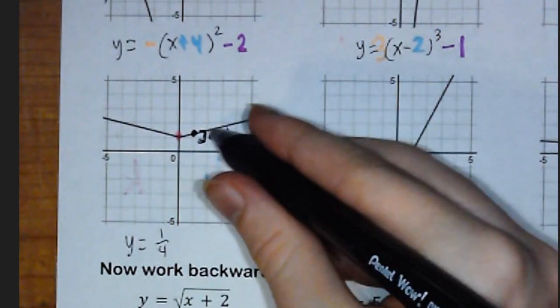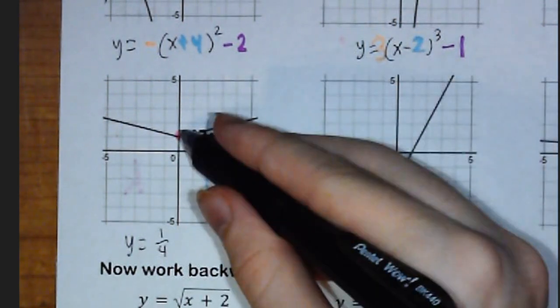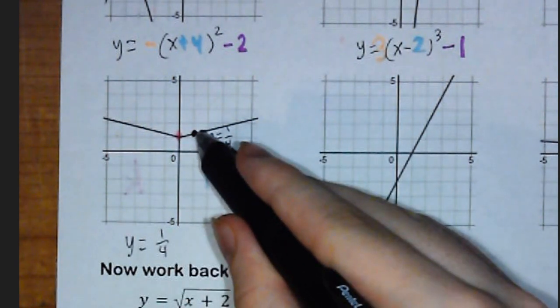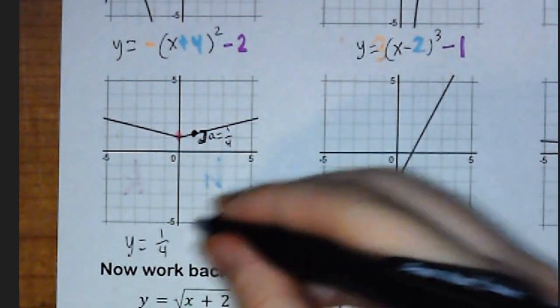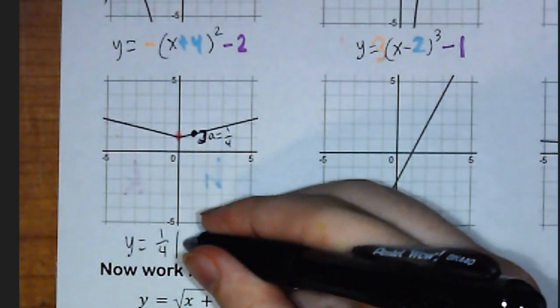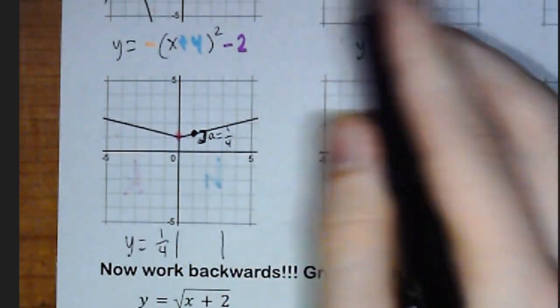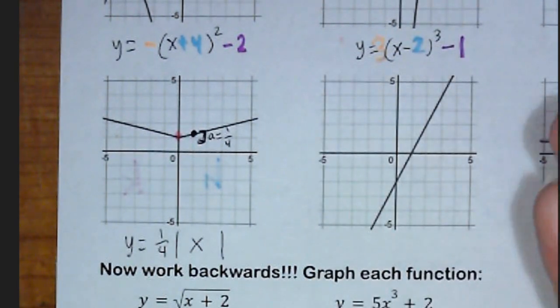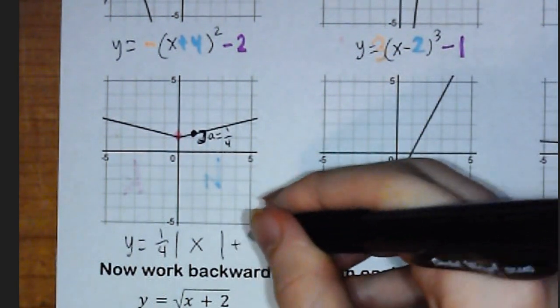So we get positive 1/4 is the change in y values from h comma k to 1 unit to the right. As we move 1 unit to the right, we go up 1/4. And this is absolute value. H is 0, so all we need to put is x. We don't need to put x minus 0, but we can if we want. And then plus 1 at the end.